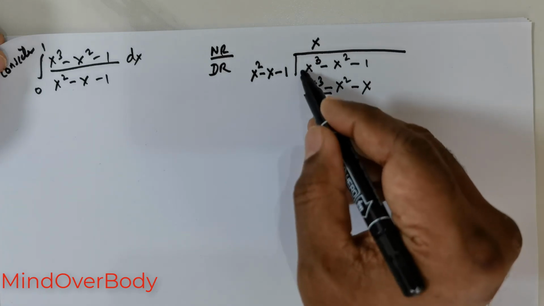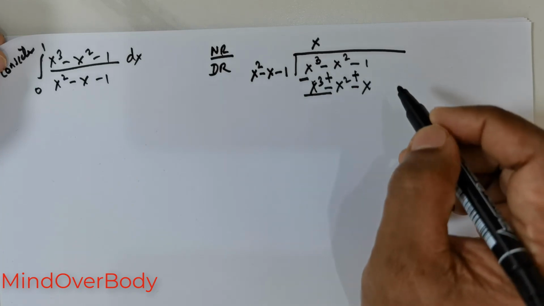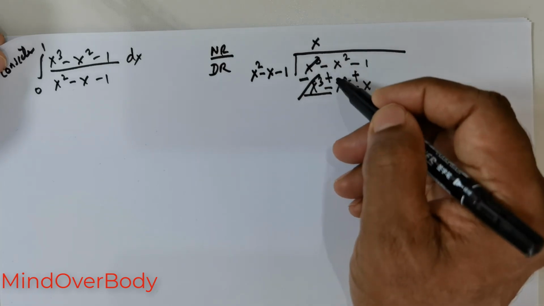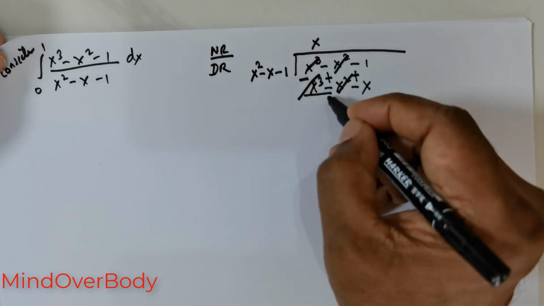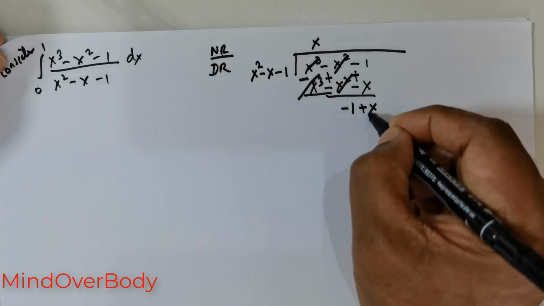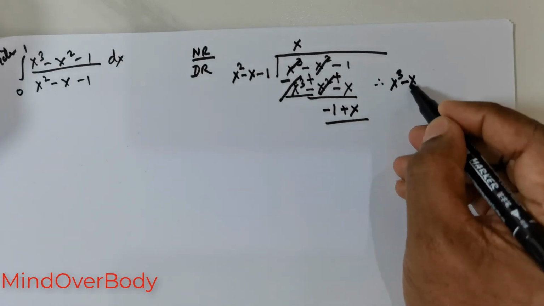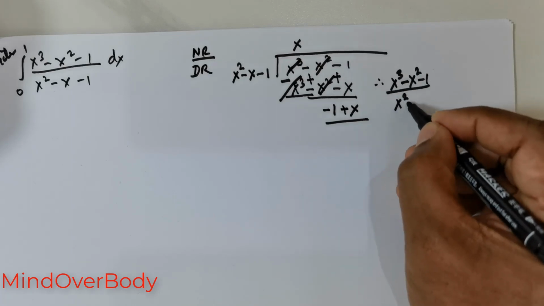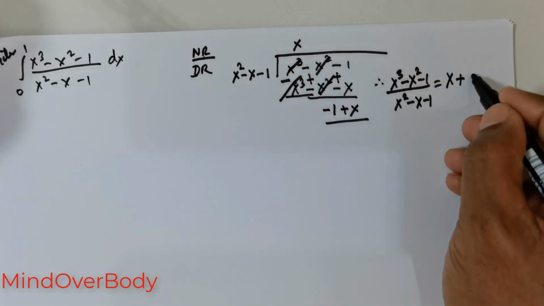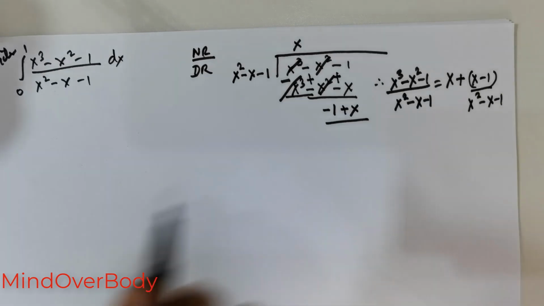So change of sign: this is plus, you change it to negative, negative, positive, negative, positive. So clearly this can be cancelled. You have a negative x^2 and positive x^2. This can also be cancelled. And then you have a negative 1 and a positive x. So just place that negative 1 and positive x. This is the remainder. So when x^3 − x^2 − 1 is divided by x^2 − x − 1, we get the quotient x, followed by the remainder (x − 1) divided by the divisor x^2 − x − 1, right?